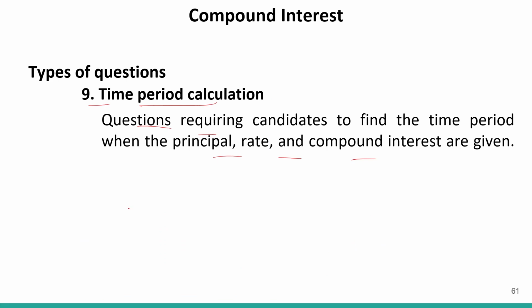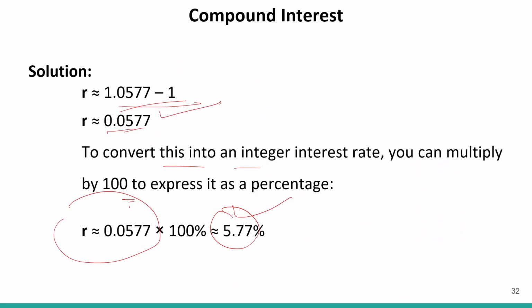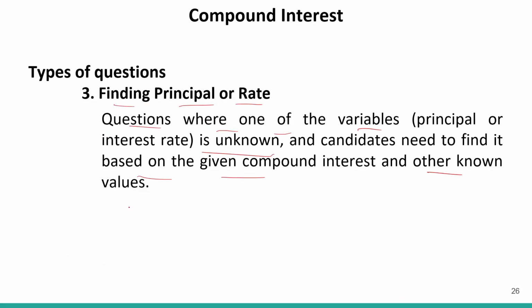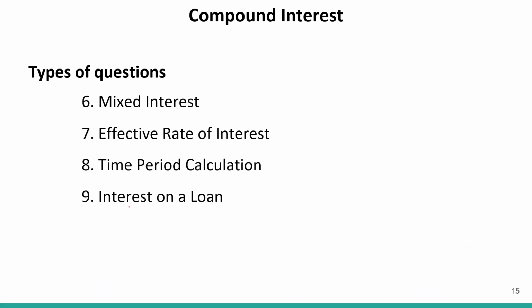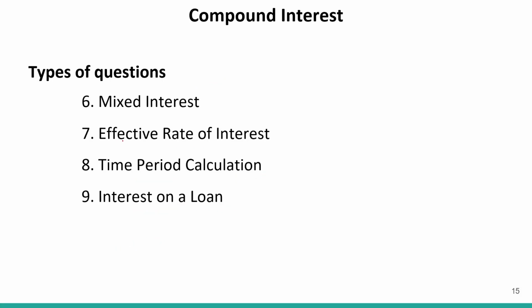So by completing this, we have discussed all the types of questions that are usually asked on the exam. Okay. So we saw 9 kinds of questions. That is simple and compound interest calculation, finding the total amount, finding principal or rate, difference in compound interest, annual installments, mixed interest, effective rate of interest, time period calculation, and interest on loan.